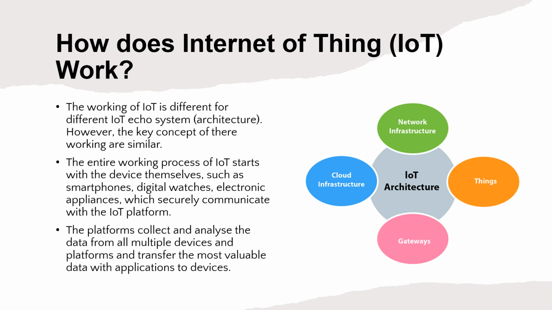So you can see in this particular diagram what the basic components of Internet of Things are. The entire working process of IoT starts with the devices themselves, such as smartphones, digital watches, electronics, appliances, which securely communicate with the IoT platform. The platform collects and analyzes the data from all the multiple devices and transfers the most valuable data with the applications to the devices.